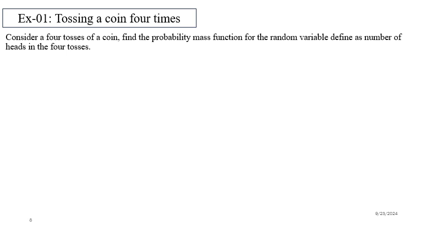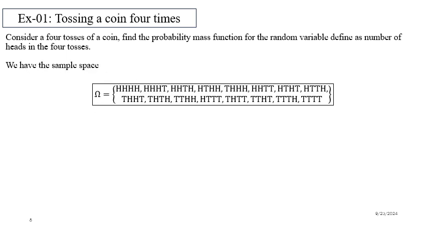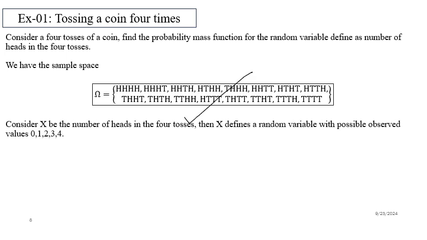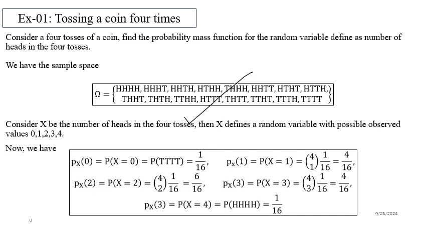So I will take various examples. Just toss a coin four times. What is the sample space? You get it this way. Then define a random variable X, the number of heads in the four tosses. What are the possible values X will observe? 0, 1, 2, 3, 4. Then if you are willing to compute the probability mass function, how will you compute it?